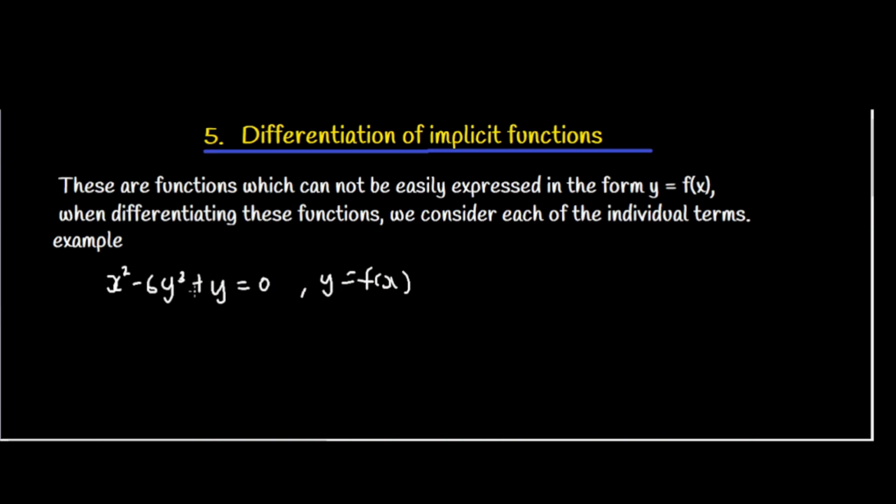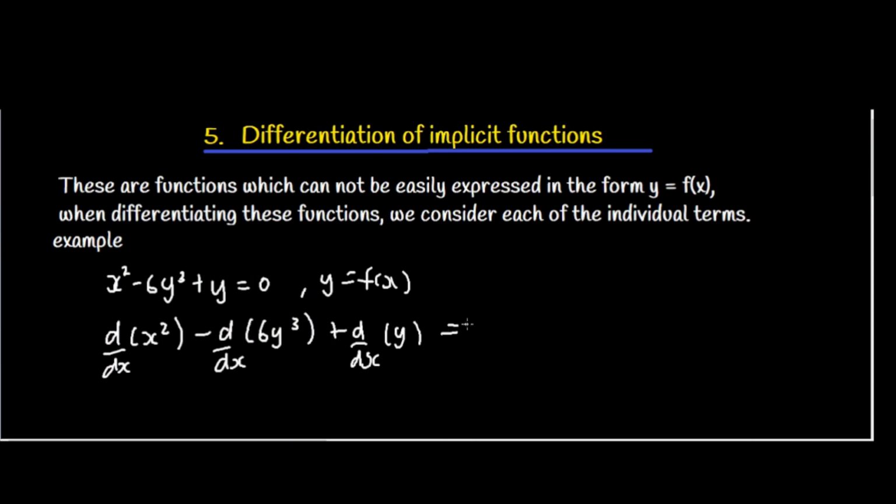When we are differentiating implicit functions, we consider term by term. So let's take an example of this. You begin by introducing the derivative symbol. So we shall have d by dx of x squared, this is our first term, minus d by dx of 6y cubed plus d by dx of y, and this will equal d by dx of 0.